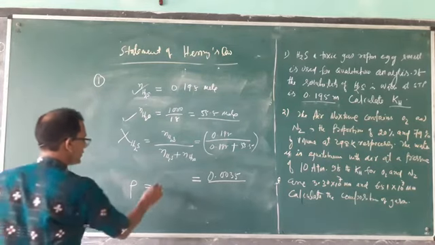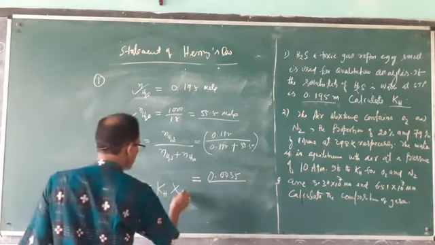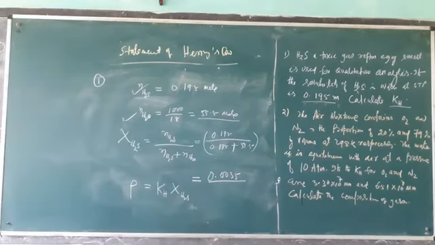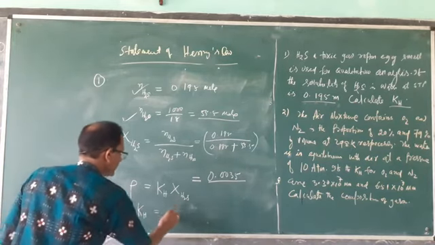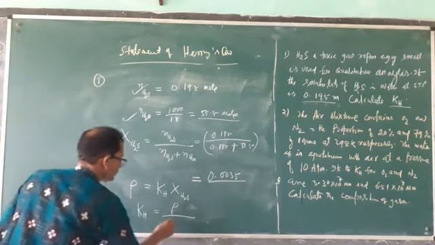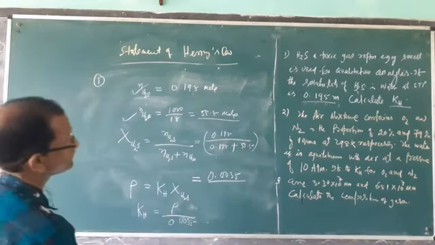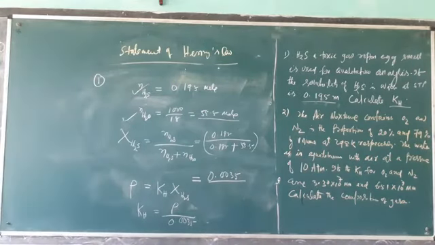Pressure is equal to KH into the mole fraction of H2S. So what is the KH value? KH value will be P by mole fraction, 0.0035. At STP, how much is the pressure? 1 bar.